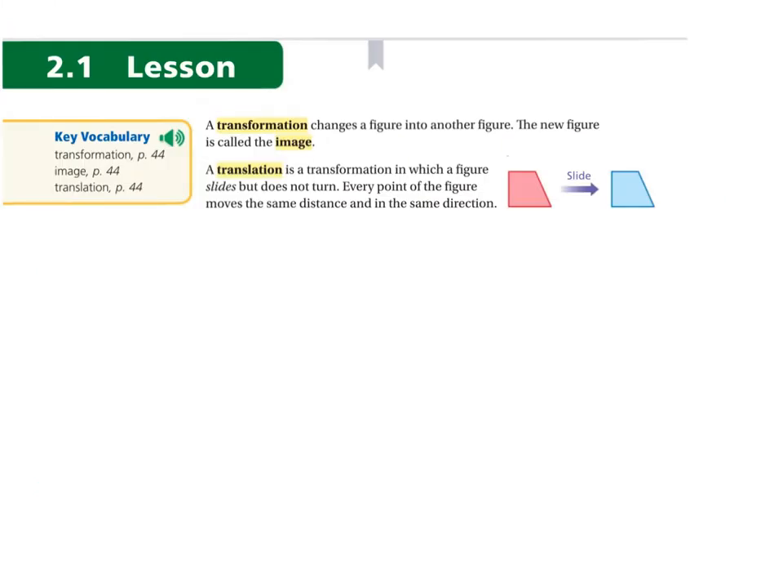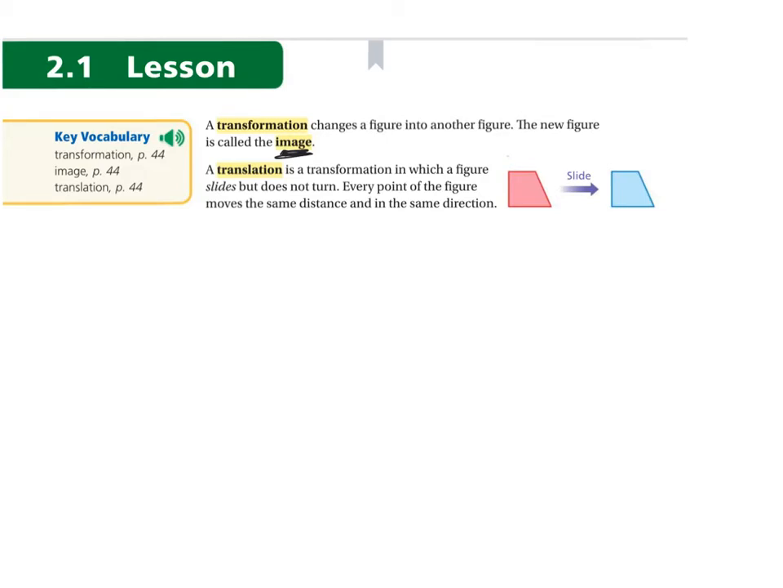Okay, so a transformation, so these are some words we need to know. A transformation changes a figure into another figure, and the new figure is called an image. So all of you out there wanting to understand how to make video games, they do a lot of transformations within the video game, moving the characters, rotating them, zooming in, zooming out. So this is kind of what they're doing in the most basic sense. So transformation is this change. The new figure is the image.